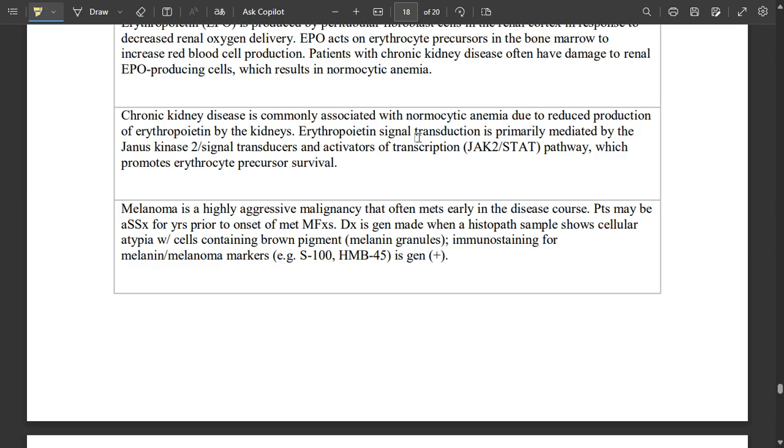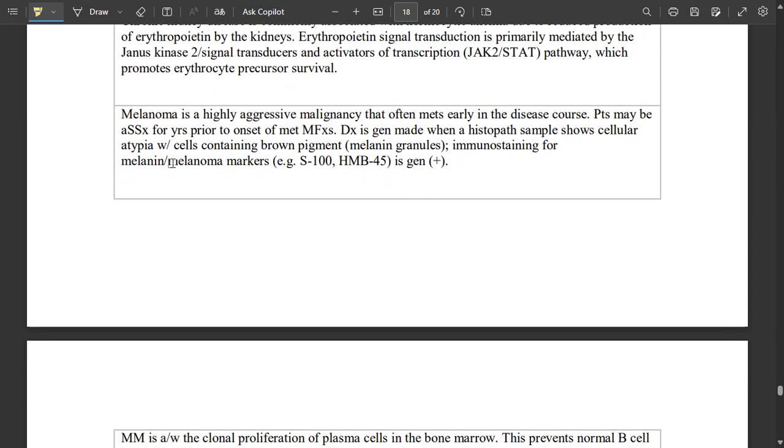EPO signal transduction is primarily mediated by the JAK-STAT pathway, activation of JAK2-STAT, which promotes erythrocyte precursor survival. So erythrocyte precursors survive because of the JAK-STAT pathway, and CKD is associated with normocytic anemia because of decreased EPO secretion by the kidneys.